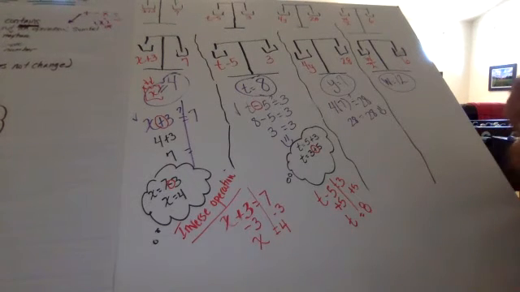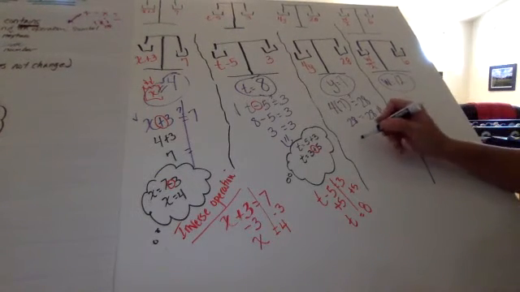Okay, can you share your thinking? What did you do on this one? How did you know to do 7?